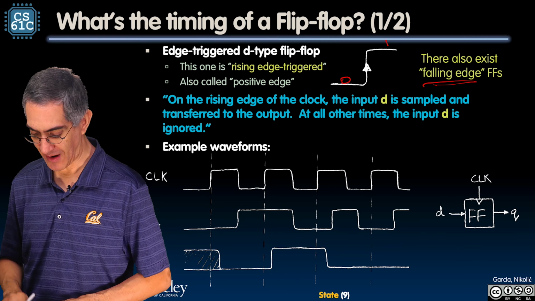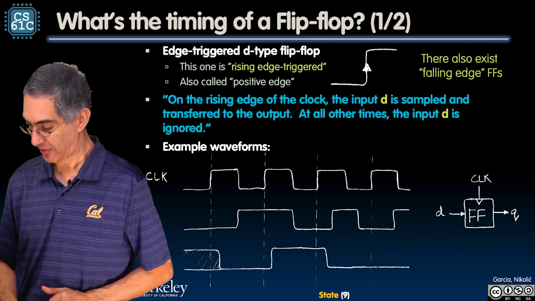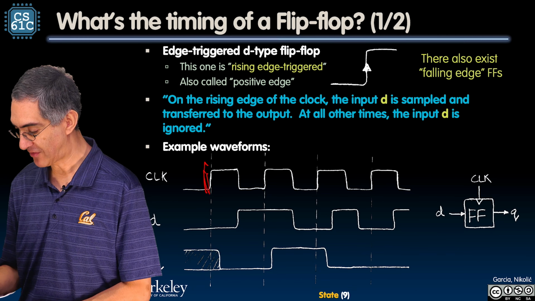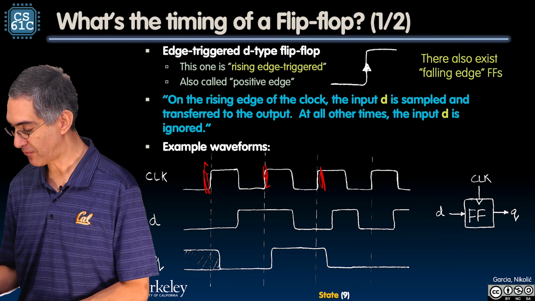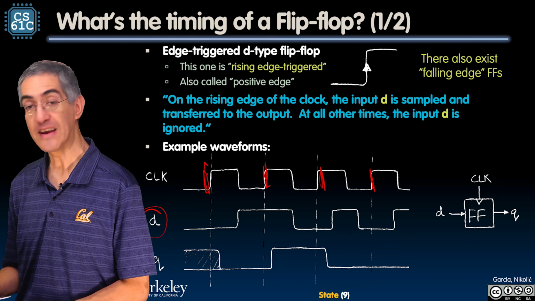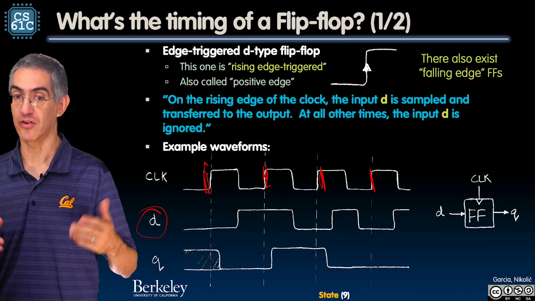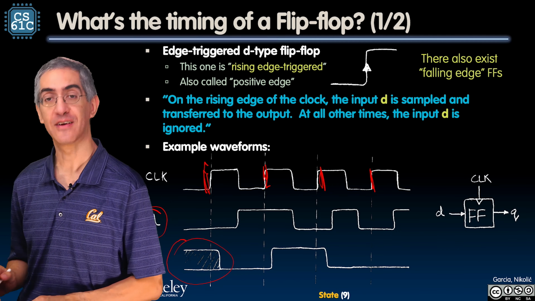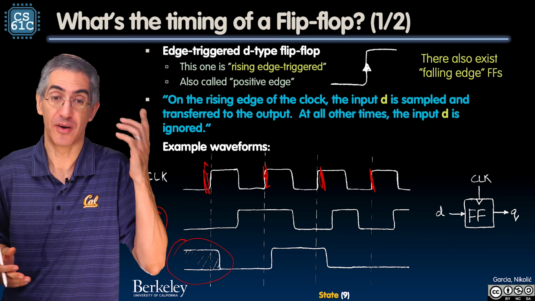Let's take a deeper dive into this waveform. I've got a clock with rising edges. This is the magic time. Rising edge, rising edge. Notice D is changing, and D can change all it wants to. Q, I draw like this, shaded inside, to indicate I don't know what it was. It could have been a 1, could have been a 0.